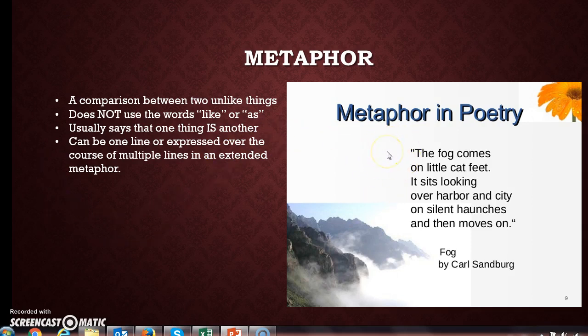This is a poem by Carl Sandburg. It says, "The fog comes on little cat feet. It sits looking over harbor and city on silent haunches and then moves on." So in this poem, the poet doesn't directly say that the fog is a cat, but if you read the poem, you can see the comparison being made between the two.